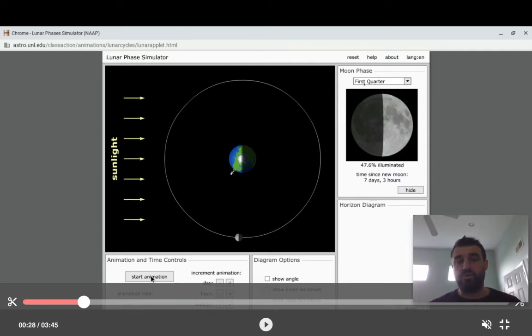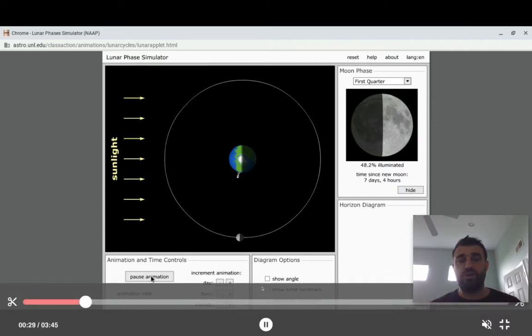We call this the first quarter. If you wanted to call it the waxing quarter, I would not mark that incorrect. That's showing me you understand the concept that it's growing, or the right side is what we see, and it's a quarter phase. Okay.